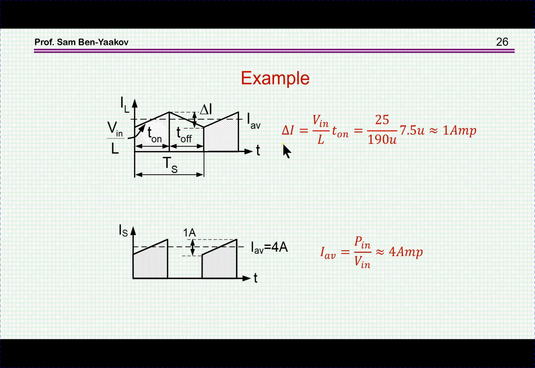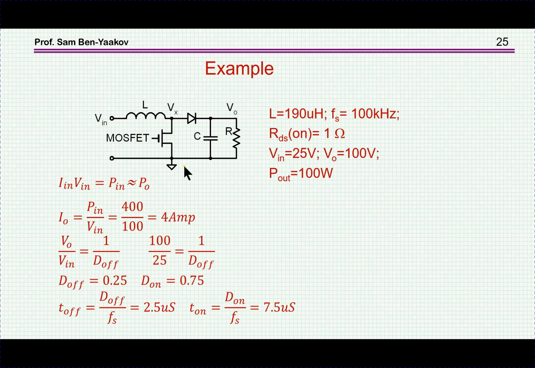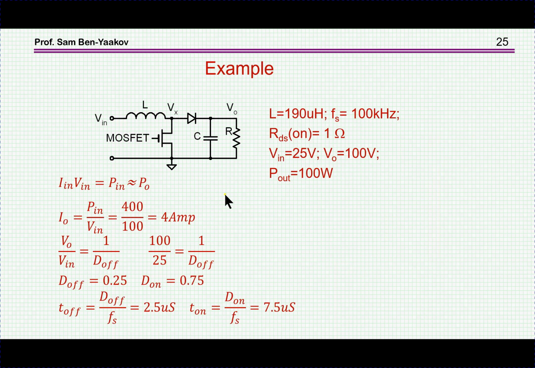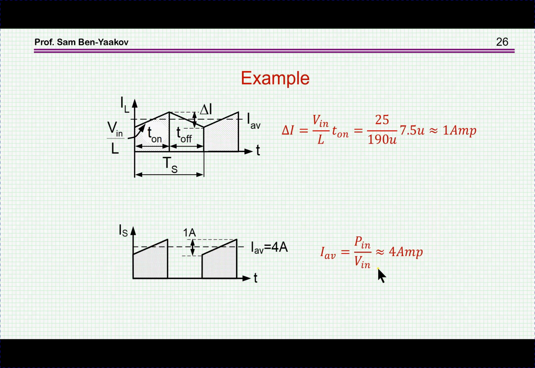And then I can find what is the delta I from the T on, because during T on this transistor is on and the voltage is across the inductor. I find it to be 1 amp, and the average current is the power over V in. This is the average current going in here. It'll be 4 amp. So here is the waveform that the transistor is passing. This is the current of the transistor. It's average of 4 amp, and the ripple, rather small ripple of 1 amp peak to peak.